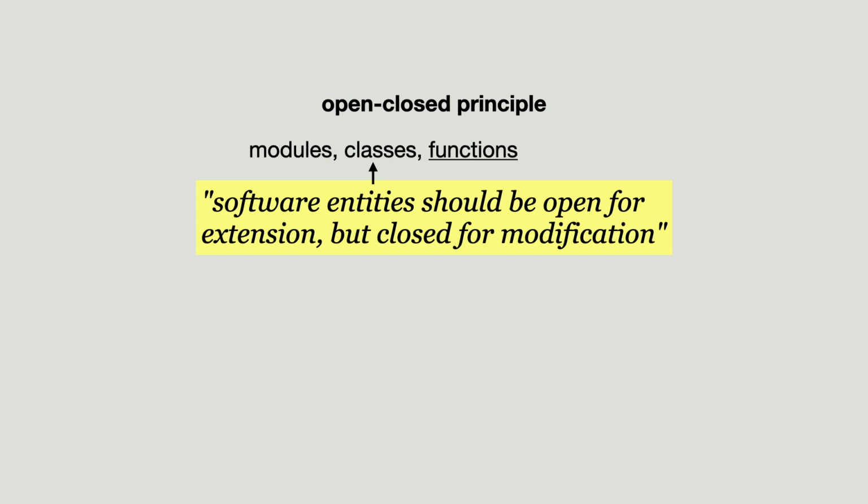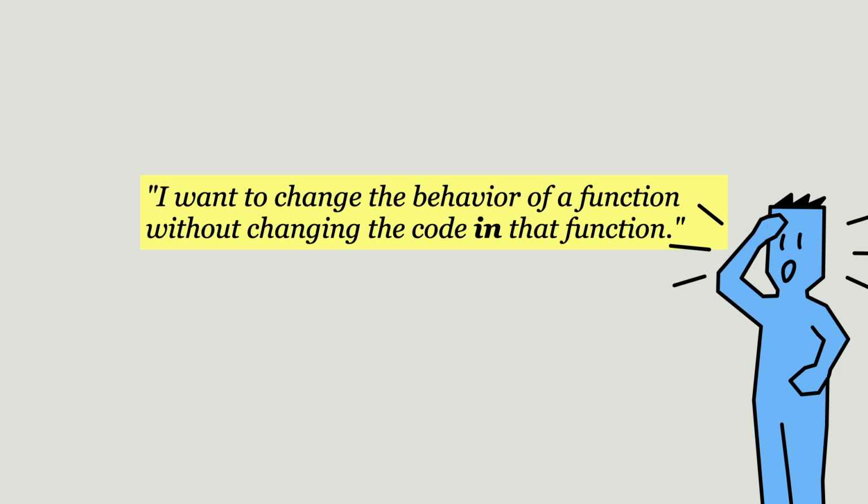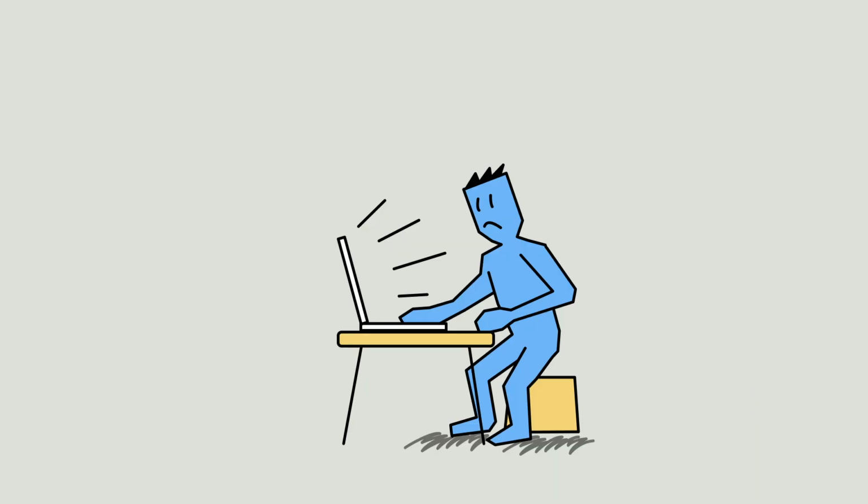Let me rephrase the open-close principle in my own words. I want to change the behavior of a function without changing the code in that function. That sounds like a contradiction, right? It is, and yet I will show you how to achieve this. But before I can, I have to show you the problem we are going to solve.